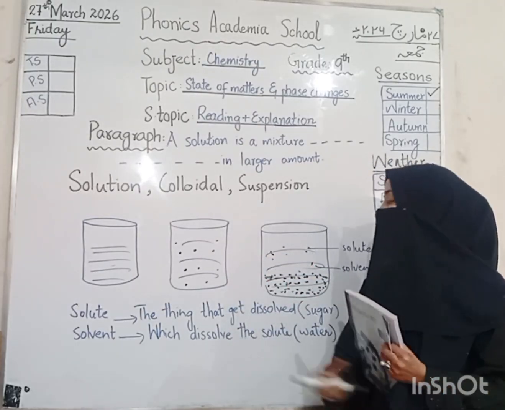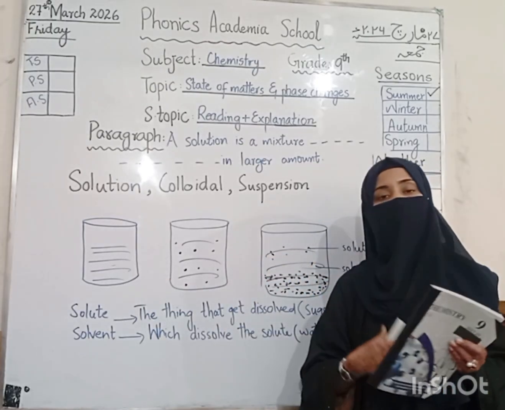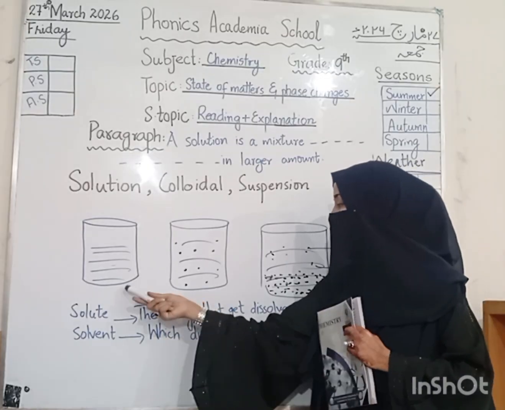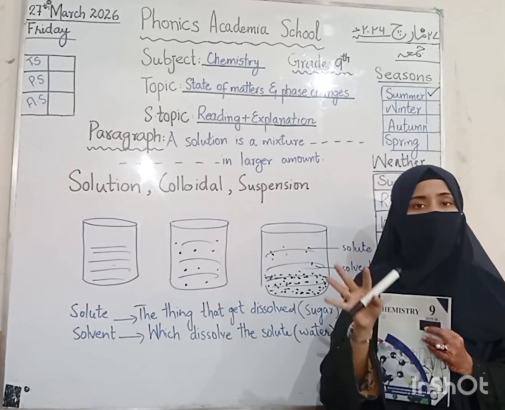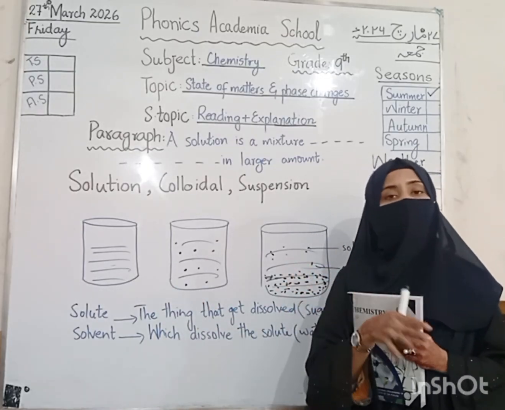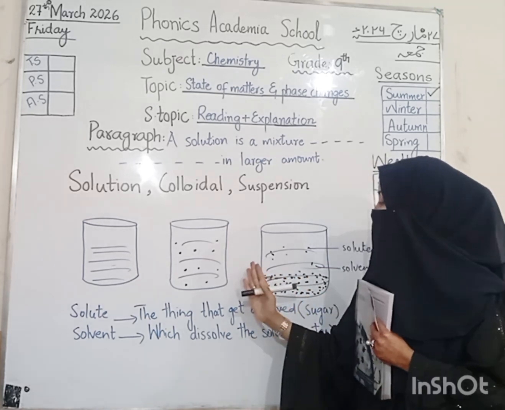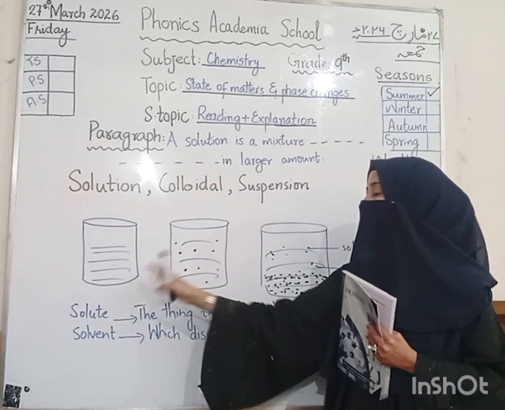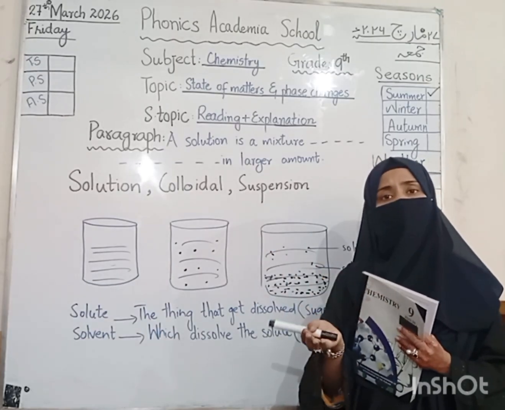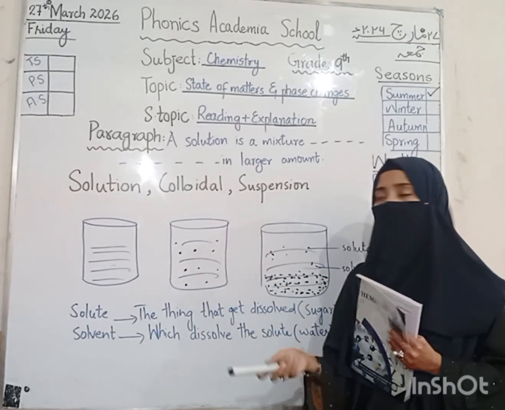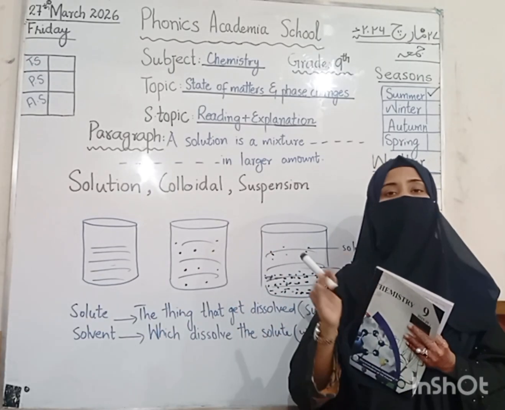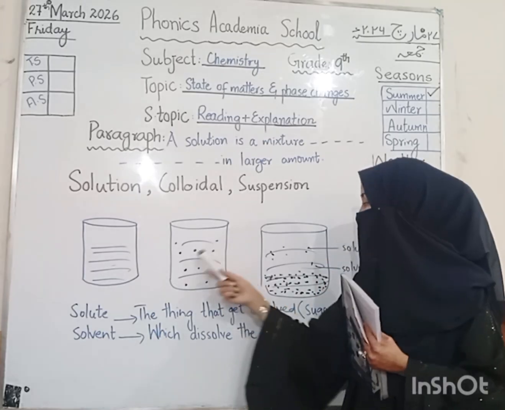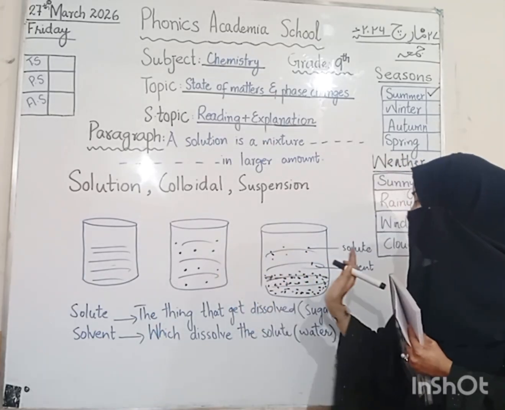The difference between a true solution and a colloidal solution is that the solute of a true solution is of normal size and will properly dissolve in the solvent, but the solute in a colloidal solution is a little bigger than in a true solution, so it is not able to dissolve properly in the solvent, and it will be visibly seen in the solution, in the jar.